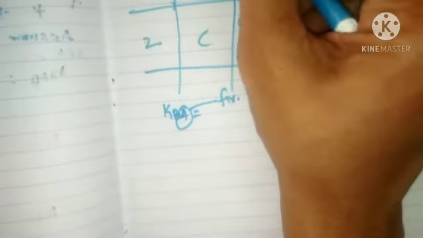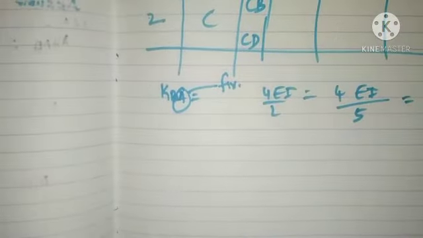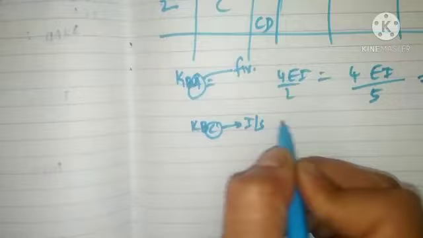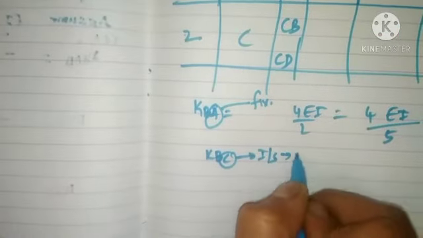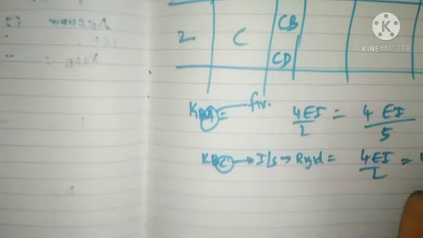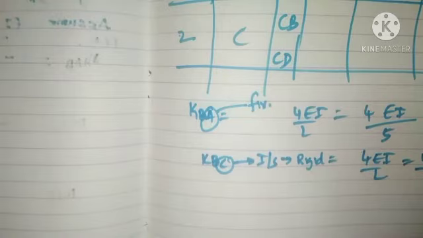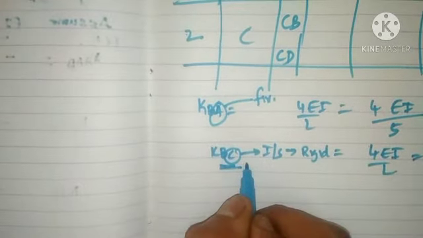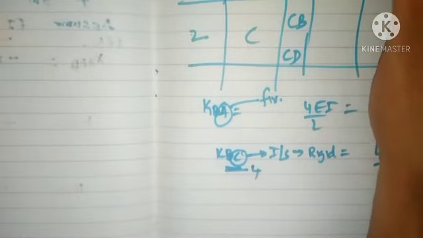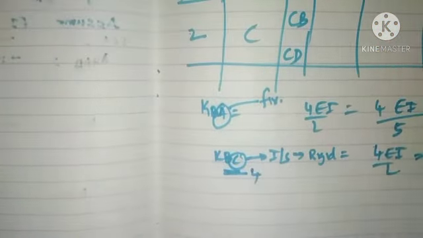So write the value here as 0.8 EI, which is the first value. Next, consider KBC. Now C is an intermediate support, and all intermediate supports are assumed to be rigid. So again the formula will be 4EI by L, which is 4EI divided by the span of BC. The span of BC is 4 meters, so 4EI by 4 comes to 1 EI. So write the value as 1 EI. Total stiffness will be 1.8 EI.